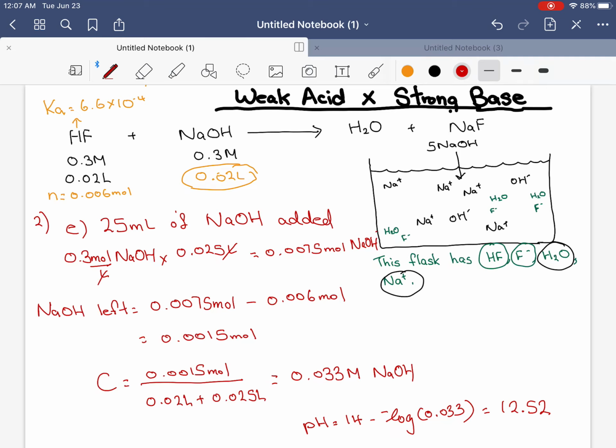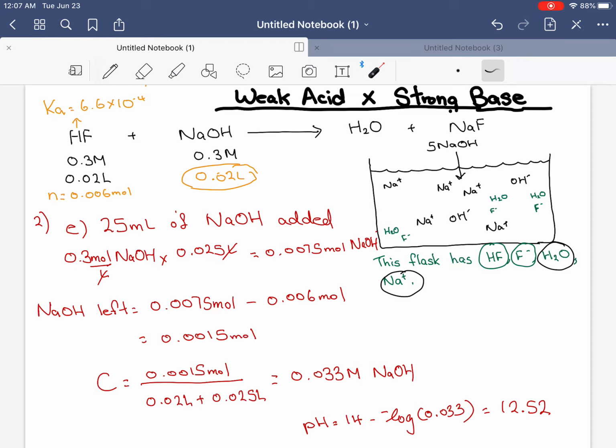12.52. Okay. Now you may be thinking, should it be more than that? Should there be more OH than that? Because these guys are generating OH minus, right? But the amount of OH that they generate is really negligible. It's really not that much. The amount of NaOH that you're getting from what you're putting in there directly is worth way, way, way more. So this is the accepted value for pH if you added, I guess, 5 milliliters in excess of NaOH.